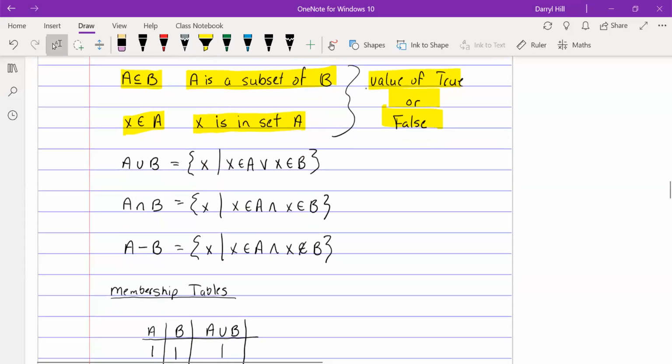Now these other set operators are a little bit different because they return sets. The ones up here are propositions that return true or false. These ones return sets. So A union B is the set of all the values x such that x is in A or x is in B, right? So if I had two sets, then I just combine all the elements of those two sets into one. A intersect B is all the elements that are in A and also in B. So they have to be in both A and B for them to be in that set.